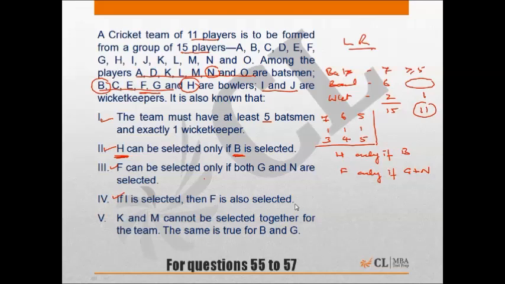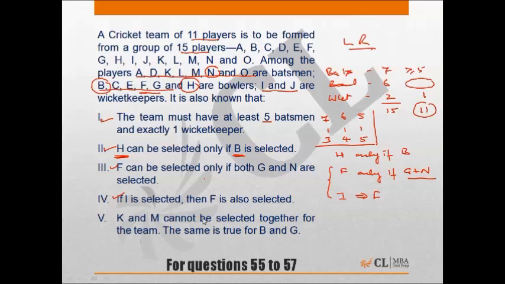Statement 4. If I is selected, then F is also selected. I implies F. If I is a part of the team, then F will also be a part of the team. Now we can probably look at combining these two also. If F is a part of the team, then definitely G and N should be there because F will not be a part of the team otherwise.